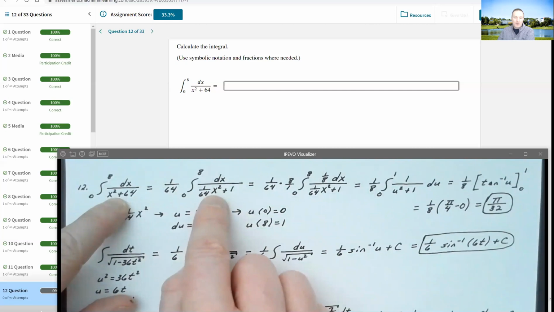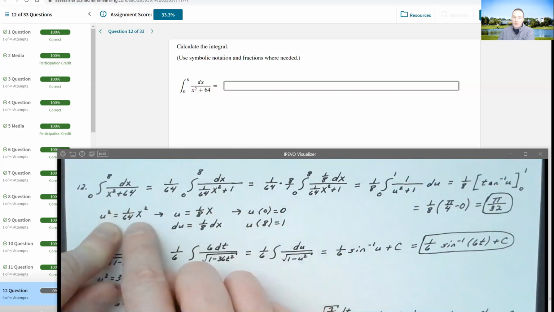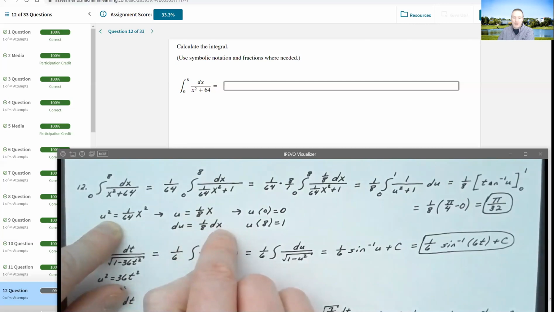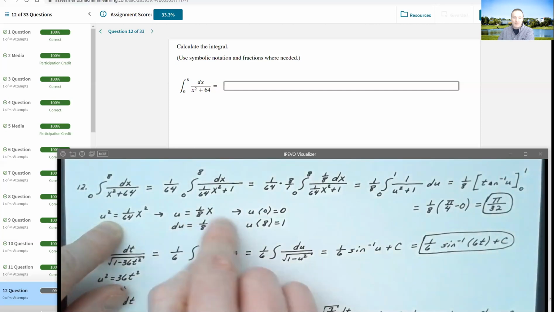Now the x squared term is 1/64 x squared. So I let u equal 1/8 x, or u squared equal 1/64 x squared. Take the square root, so u is equal to 1/8 x, and then du, the derivative of that, would be 1/8 dx. Now, in order for this substitution to be done, I need to see a 1/8 dx in the problem.